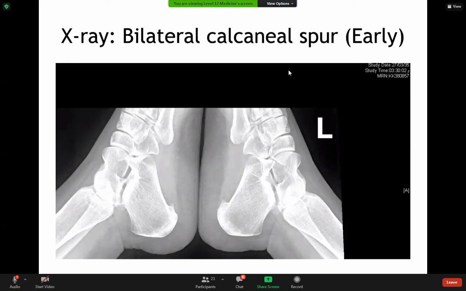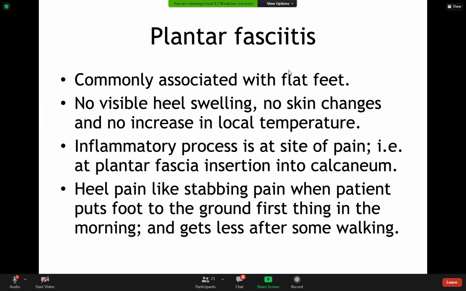So here are X-rays of bilateral calcaneal spurs. These are early. You can see the calcaneus on both sides. On the inferior side, you have a little beak, a sharp protrusion, and that is what we call calcaneal spur. Plantar fasciitis is commonly associated with flat feet. No visible heel swelling, no skin changes, and no increase in local temperature. There is an inflammatory process at the site of pain. So the plantar fascia insertion site into the calcaneum is inflamed. Heel pain is like stabbing pain when the patient puts the foot on the ground, mostly first thing in the morning. The first few steps in the morning are very painful, usually gets less after some walking.